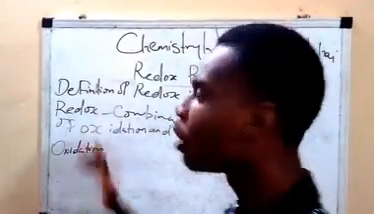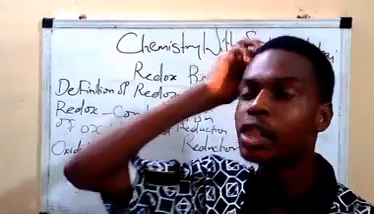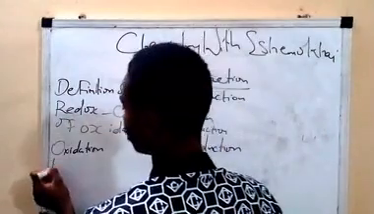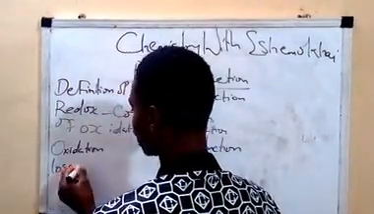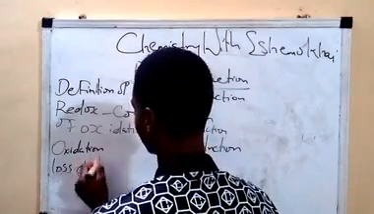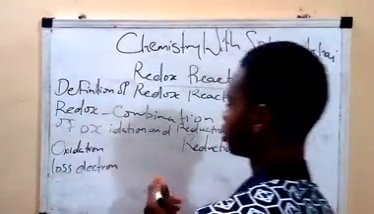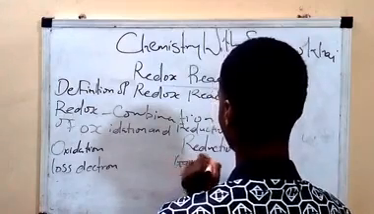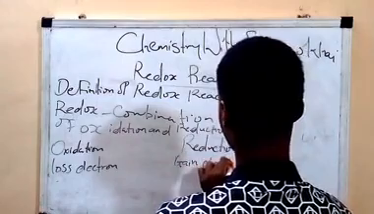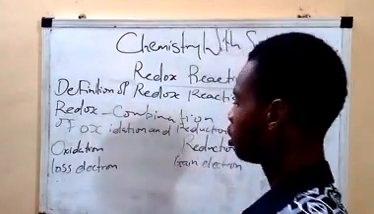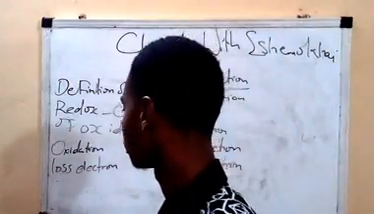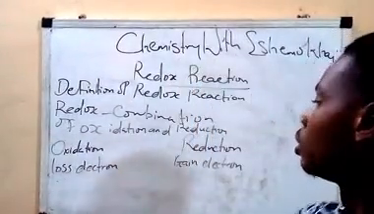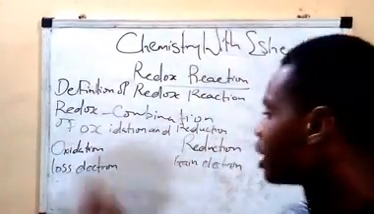Now let me tell you something under oxidation. In oxidation it loses electrons. So oxidation loses what? Electrons. So pen down, it loses electrons. Reduction gains electrons. Okay, oxidation loses electrons, reduction gains electrons.